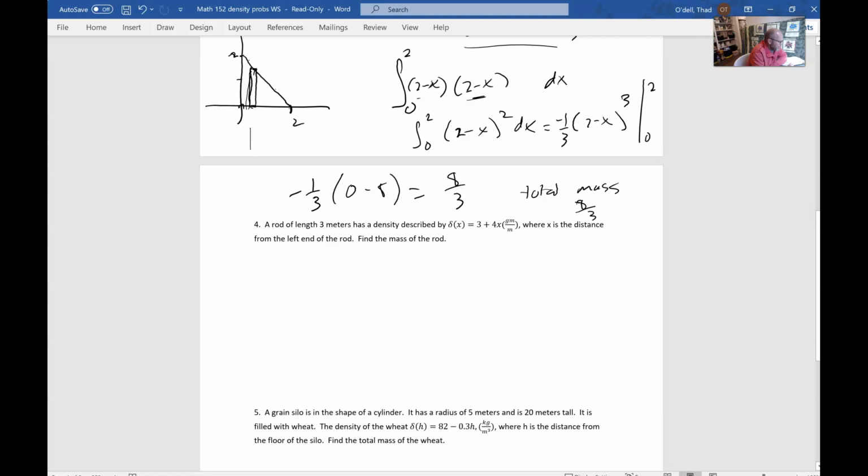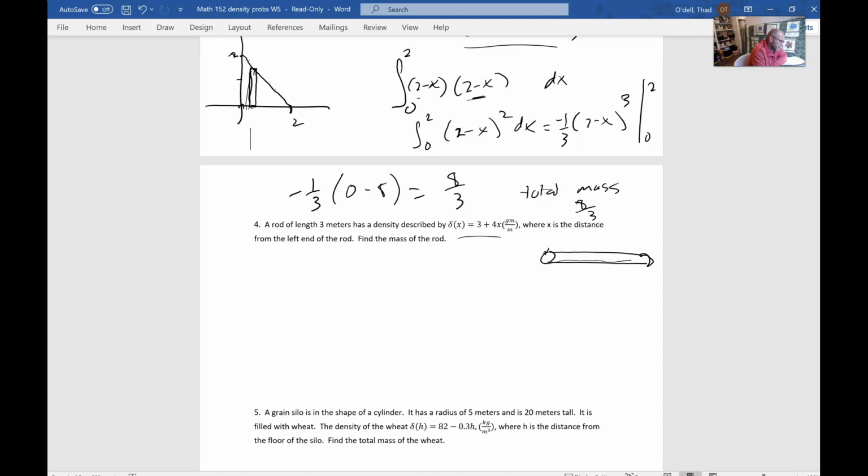Okay. Number 4, a rod of length 3 meters has a density described by 3 plus 4x grams per meter. So notice this is just based on the linear distance. So we got some kind of a rod that looks like this, and apparently it's getting more dense, or heavier, you could say, as you go along the rod, where x is the distance from the left end of the rod.